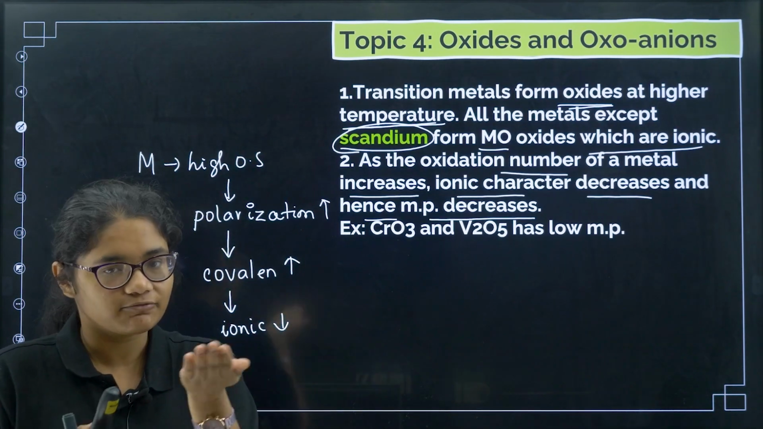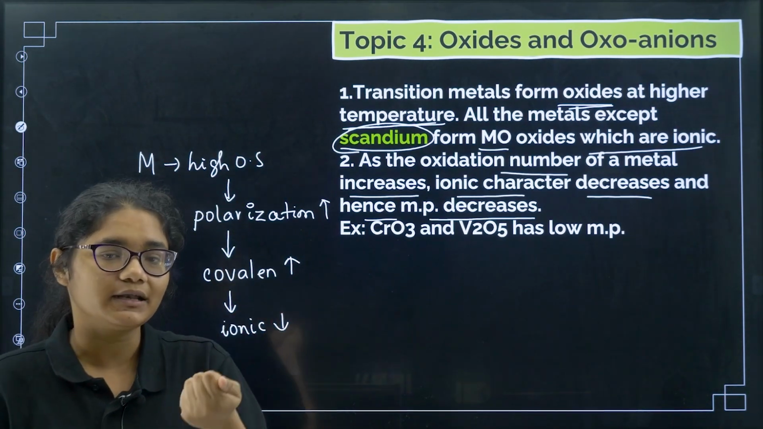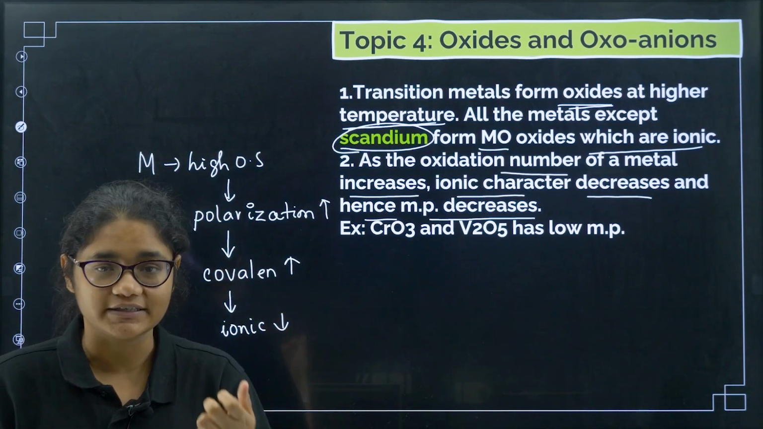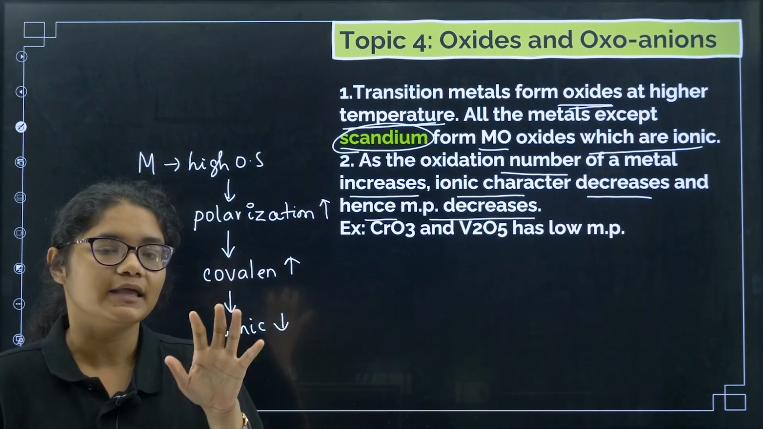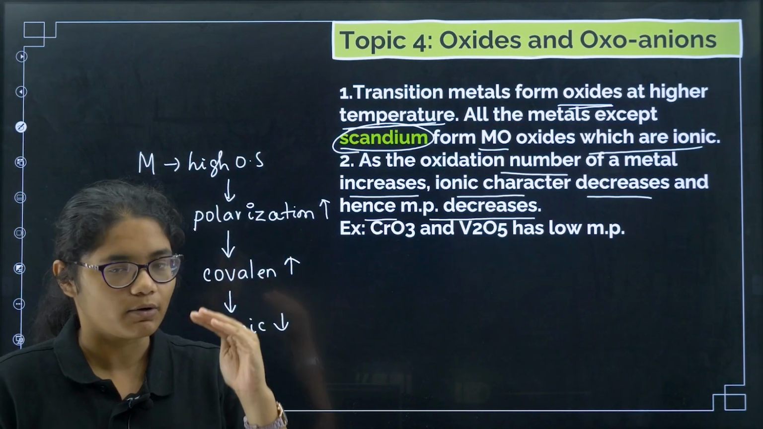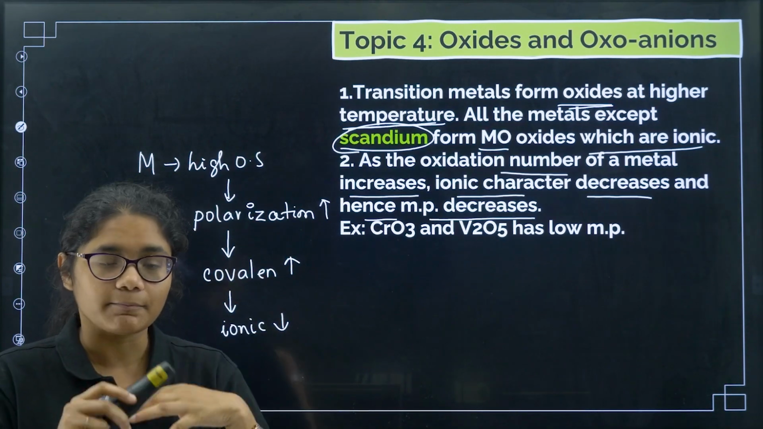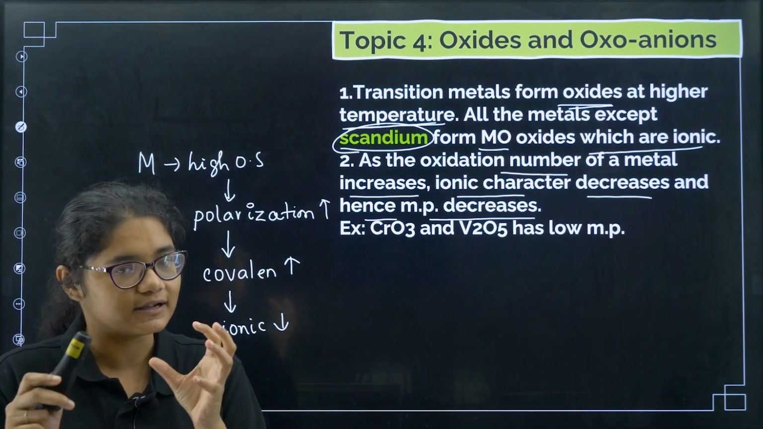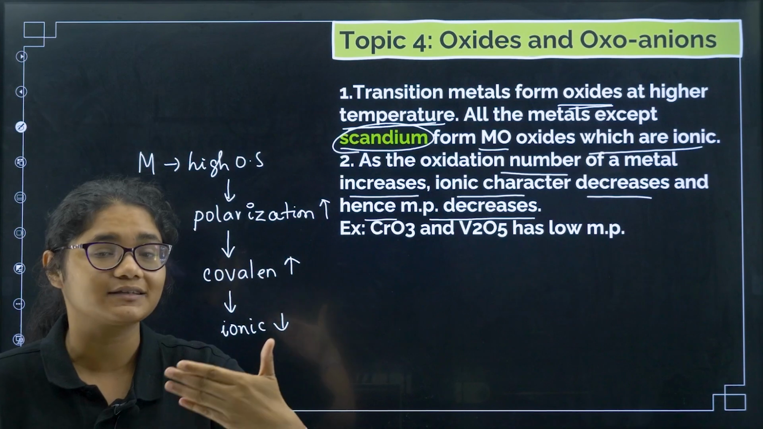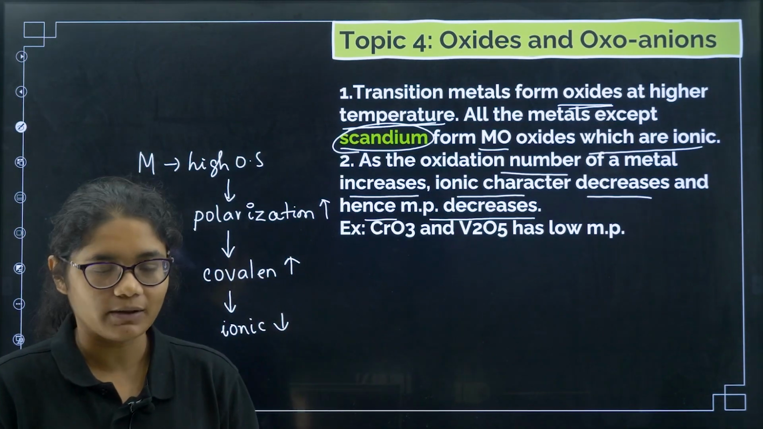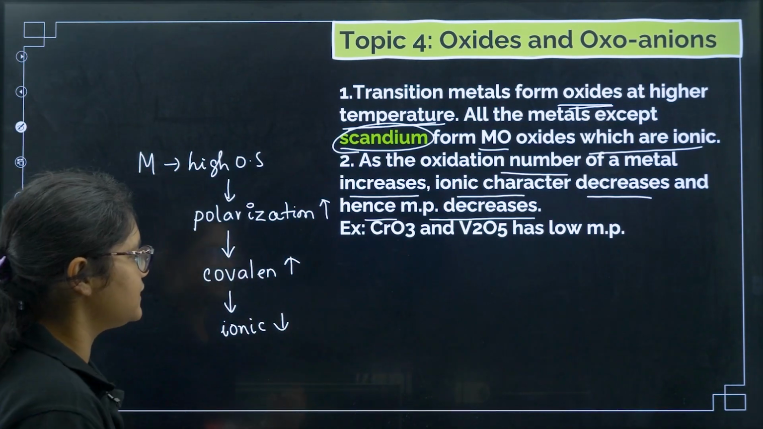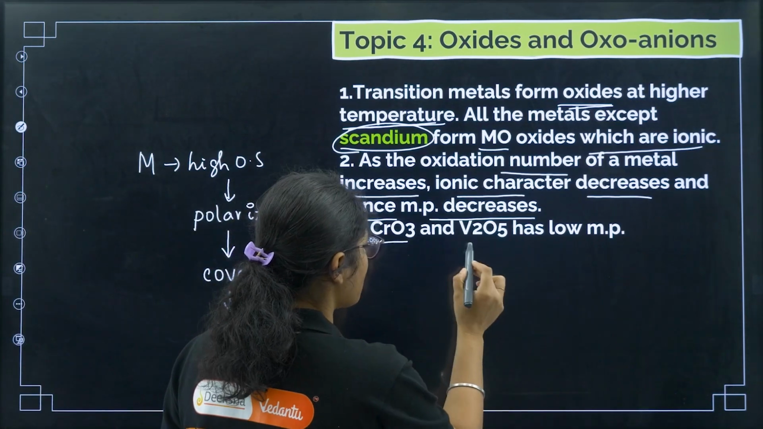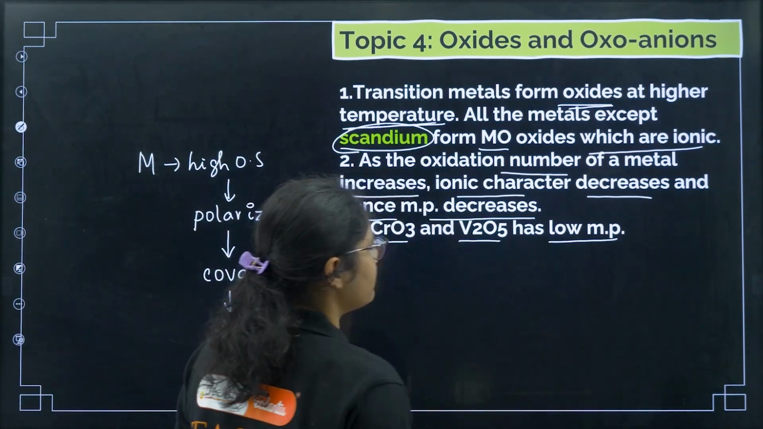So when metals are forming oxides, and if these metallic oxides have a high oxidation state, whose oxidation state? The metal oxidation state is very high. In that case the melting point and boiling point decrease, because the ionic bond doesn't remain ionic anymore, it gets converted to covalent bond, because of the increase in polarizing nature. So now what happens? You can see here an example, chromium oxide and V2O5 have low melting point. Why?